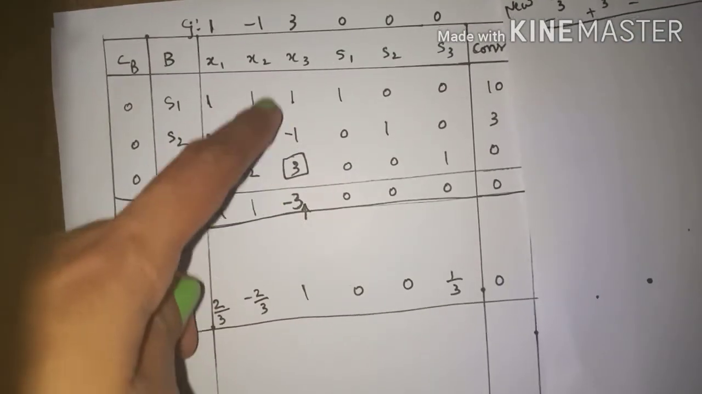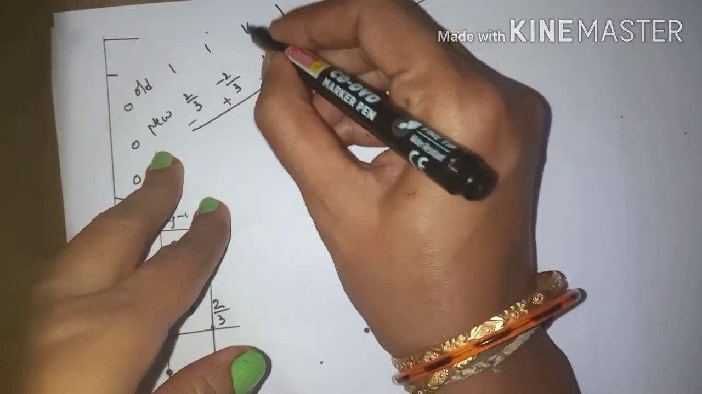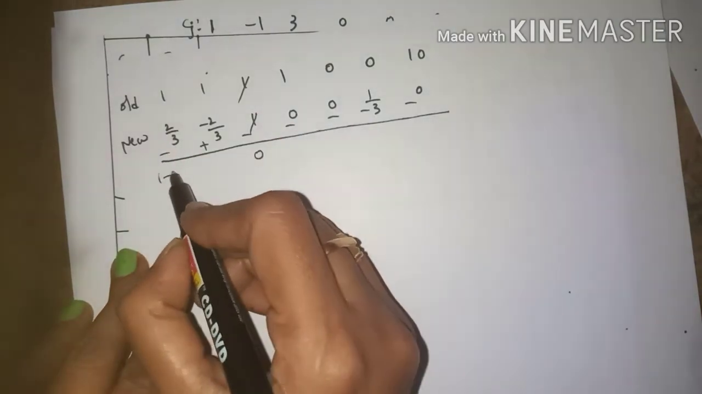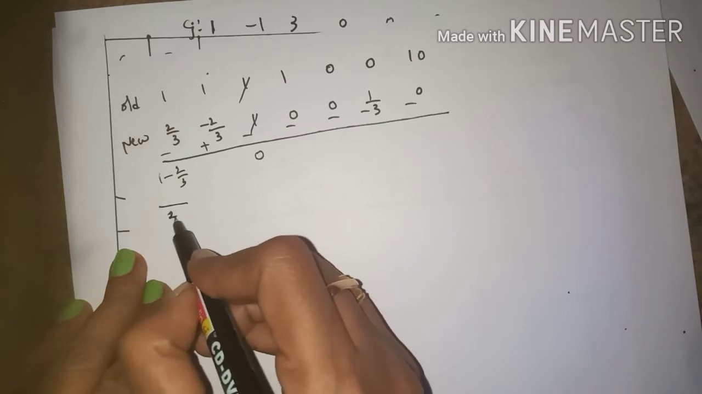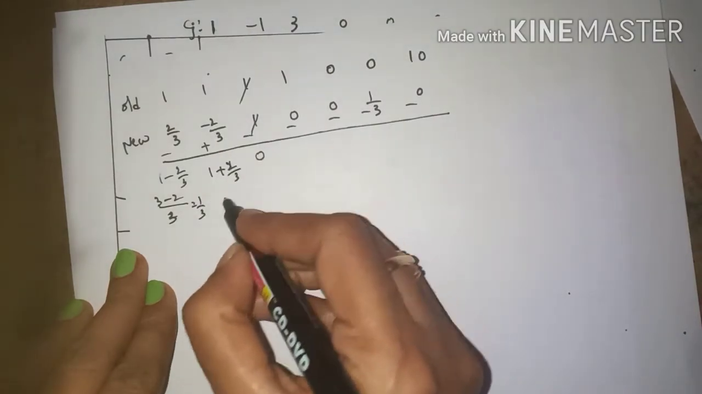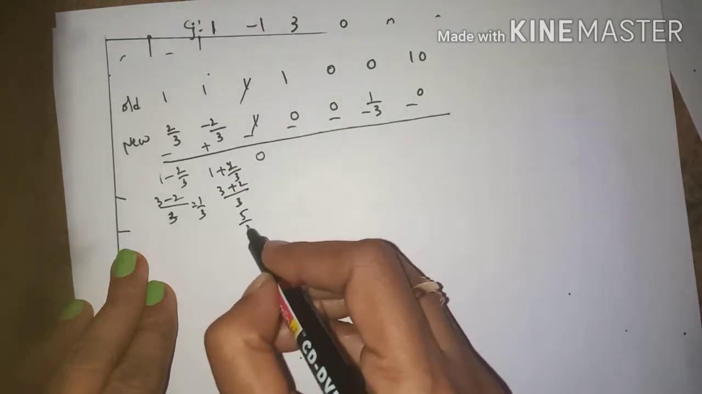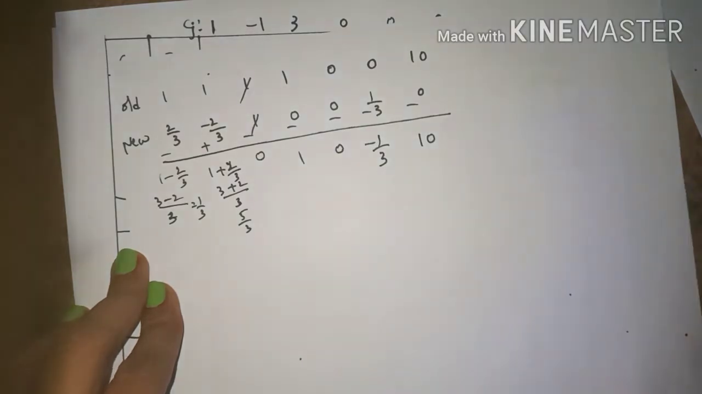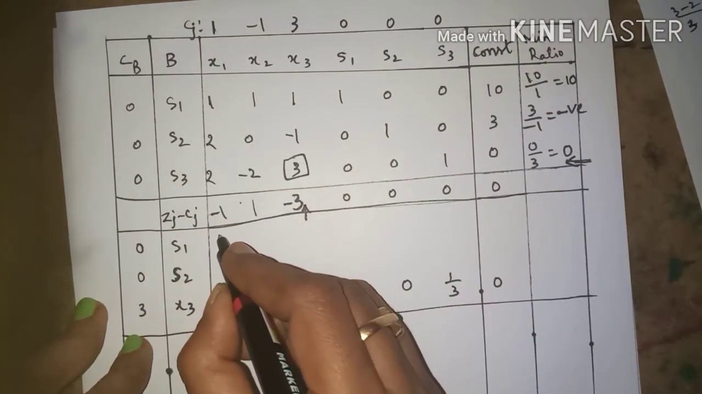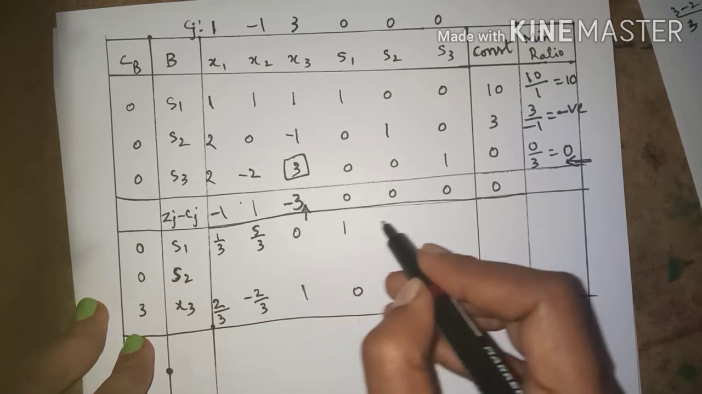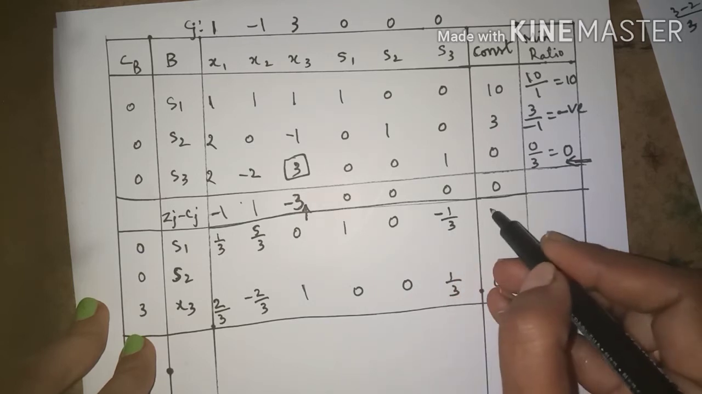Now in which place do we have to get 0? In the third place. To get 0 in the third place we have to subtract old row minus new row. Here 1 minus 2 by 3: 1 minus 2 by 3 is, simplifying with 3, 3 minus 2, which is 1 by 3. Here 1 plus 2 by 3: LCM is 3, 3 plus 2, 5 by 3. Here 1 minus 1 gets cancelled, 0. 1 minus 0 is 1, 0 minus 0 is 0. Minus 1 by 3, 10. So the row is 1 by 3, 5 by 3, 0, 1, 0, minus 1 by 3, 10.